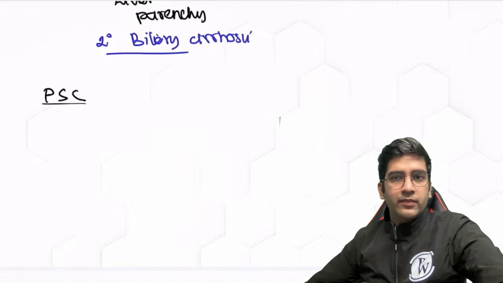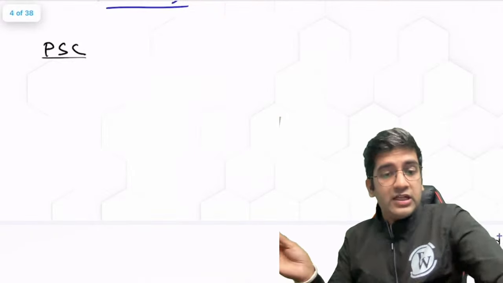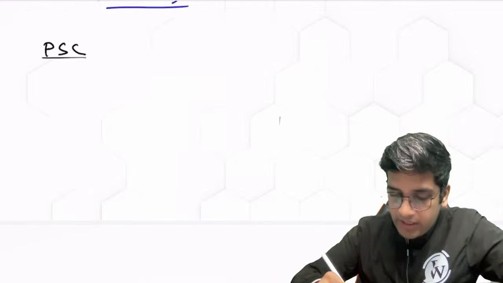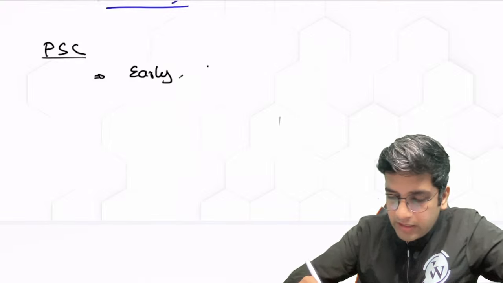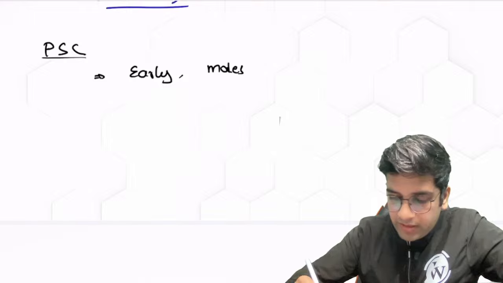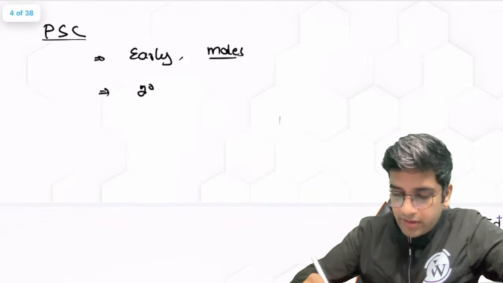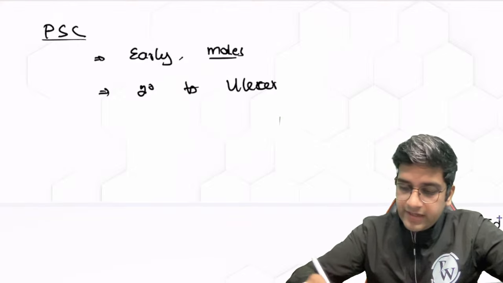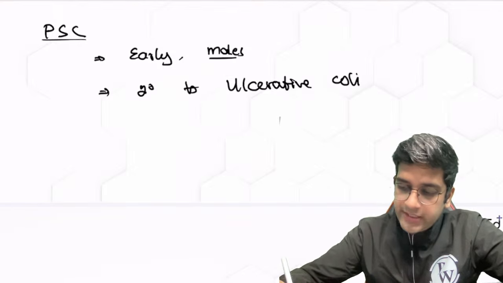Obviously, it will be perfect, women, right? So women will be more commonly affected, and this is the place where it will be a little bit more inclined towards male, right? So primary sclerosing cholangitis happens a little bit in an earlier age group and can be a little bit more commonly in men, right? Males can be a little bit more commonly affected, right? So here it is said to be secondary to ulcerative colitis, right? It is said to be secondary to ulcerative colitis.